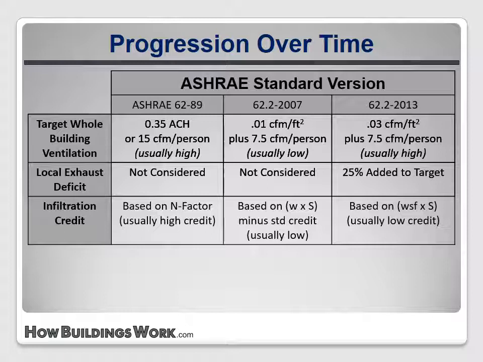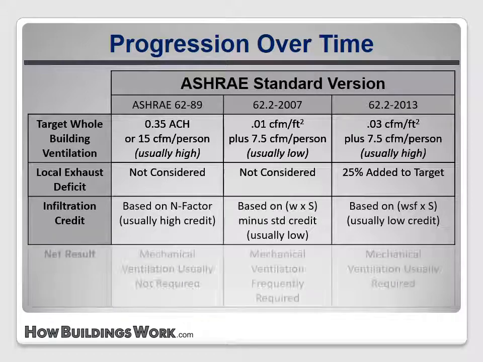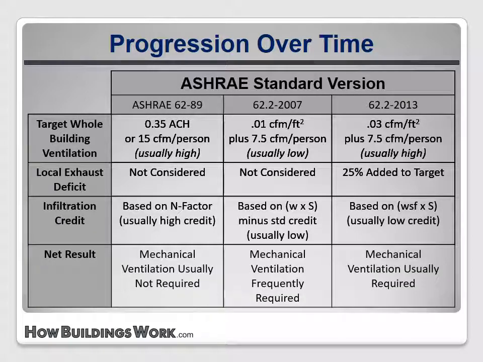Is this based on sound building science? Are we using similar assumptions when we do energy savings estimates? Those are good questions, and I'll leave it up to you to do more research if you're curious. The net result of all of this is that the 1989 version of ASHRAE 62 usually did not require mechanical ventilation. The 2007 version frequently requires it, and the 2013 version requires it in the majority of houses.